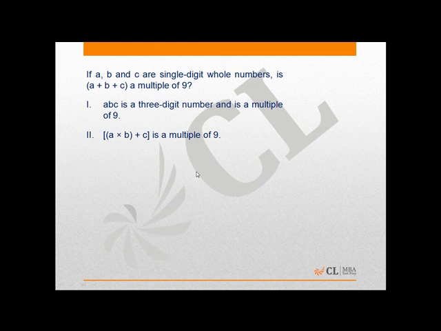If A, B, C is a three-digit whole number, is A plus B plus C a multiple of 9? Statement 1 gives you that ABC is a number and it is a multiple of 9. So we definitely know that whenever the number is a multiple of 9, the summation of digits has to be a multiple of 9. That means statement A alone is sufficient. Statement 2 gives you A cross B plus C is a multiple of 9. That can be a multiple of 9 and that cannot be a multiple of 9. So we cannot be sure about this. This does not give you any information. Only statement A alone gives you the information. That means the answer is A.